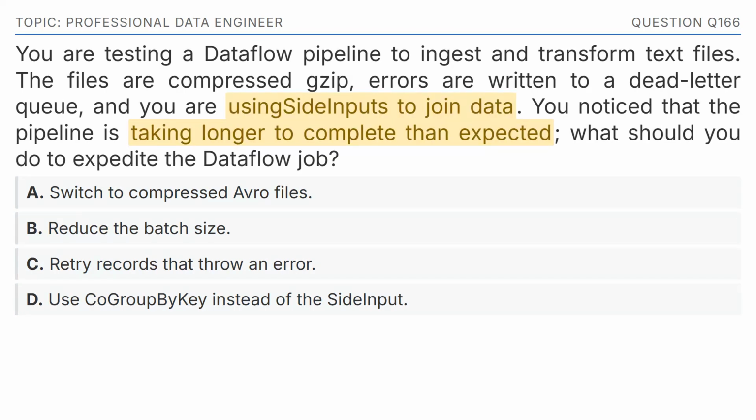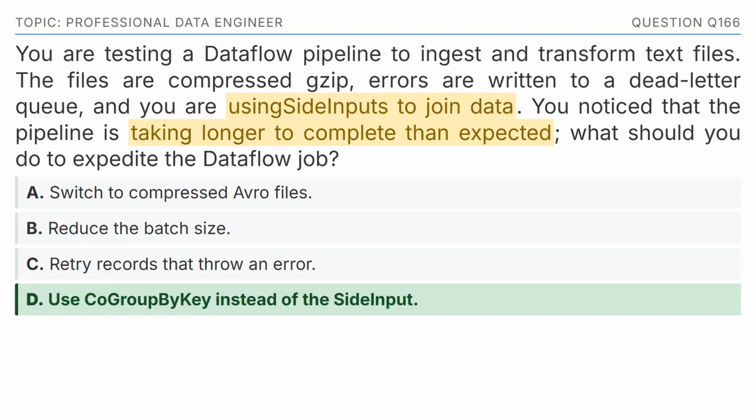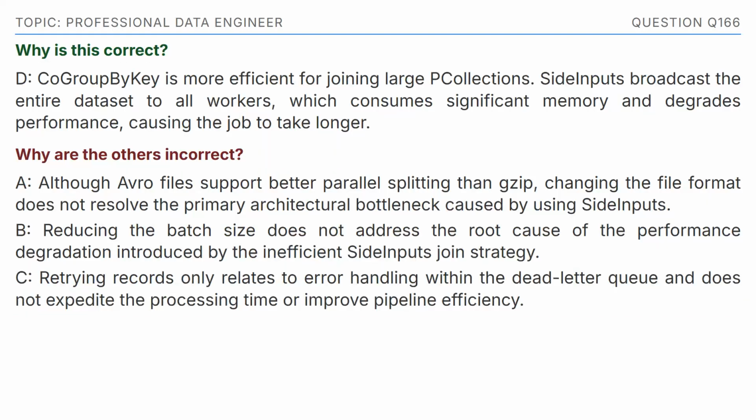To arrive at the correct answer, we focus on the keywords: using side inputs to join data, taking longer to complete than expected. The correct answer is option D, use cogroup by key instead of the side input. Why is this correct? D. Cogroup by key is more efficient for joining large PCollections. Side inputs broadcast the entire dataset to all workers, which consumes significant memory and degrades performance, causing the job to take longer. Why are the others incorrect?